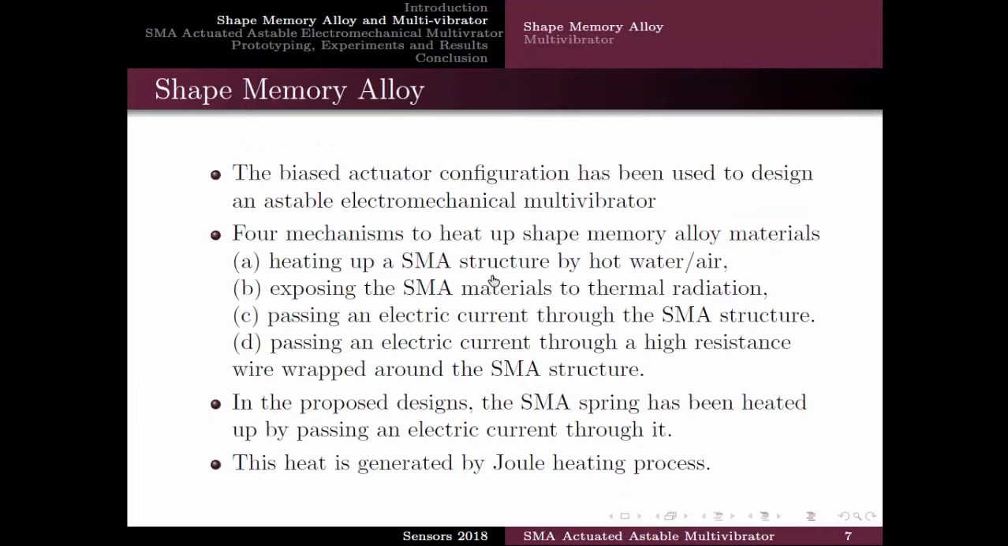Here you can see that the first option is to directly heat the shape memory alloy. The second one is to expose it to thermal radiation. But options C and D are both related to electrical power. One is to directly pass some electrical current through the shape memory alloy, and the other is to wrap the shape memory alloy with a wire and pass the electric current to increase the temperature. Here we have used option C: a shape memory alloy spring, and we pass the current through that spring.